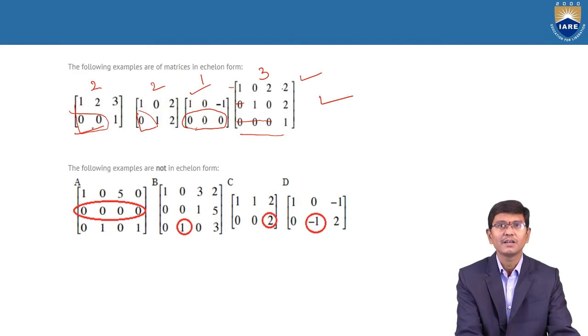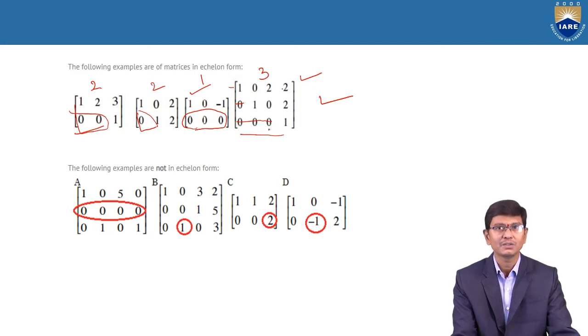The reason is the number of non-zero rows: in the first one it is 2, in the second one it is 2, in the third one the number of non-zero rows is equal to 1, and again the number of non-zero rows is equal to 3. Therefore, the rank of the matrix is also 3 only.